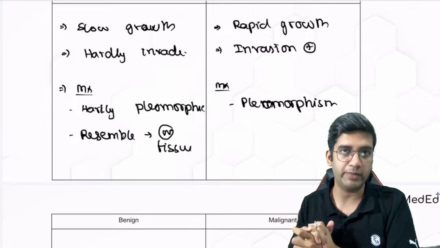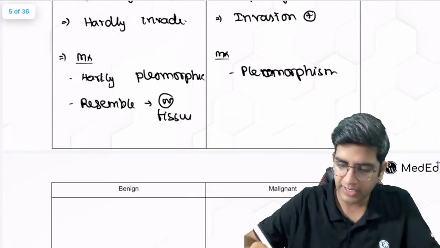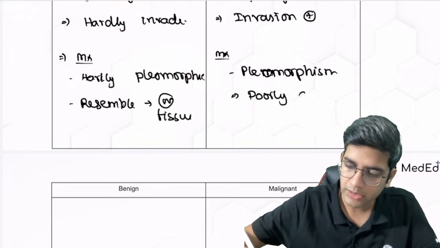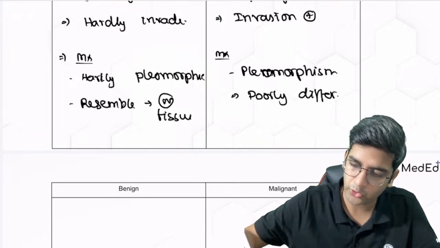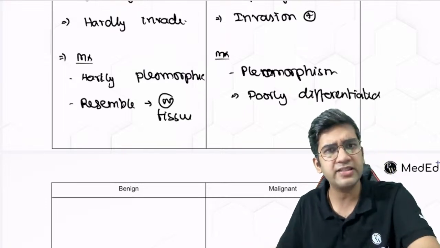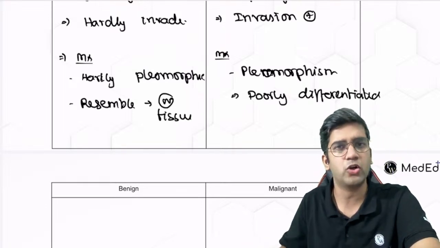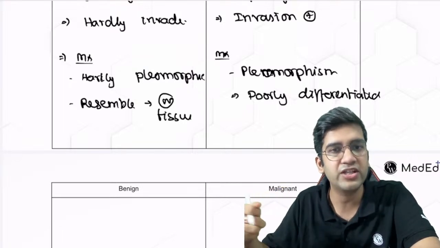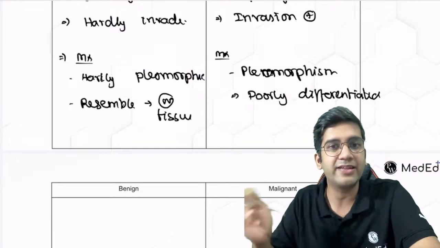Definitely I can expect malignancy. So it will be pleomorphic and they might be poorly differentiated as well. They might not resemble your normal parenchyma or normal cells. Some of the malignancies are well differentiated. We'll keep that in the corner, but most of them will have abnormal pleomorphic cells, abnormally differentiated cells, and more mitotic figures, right?